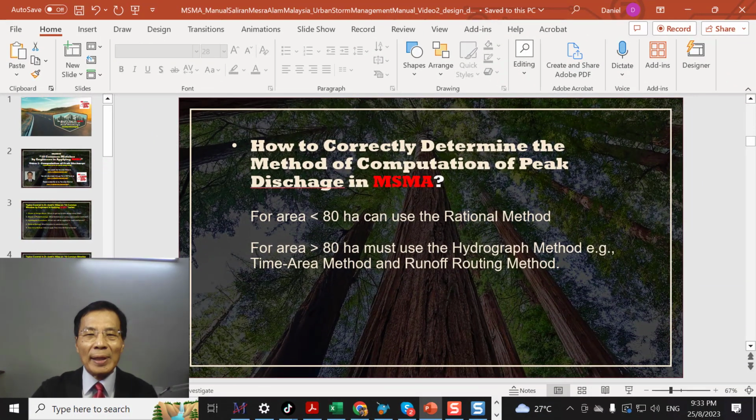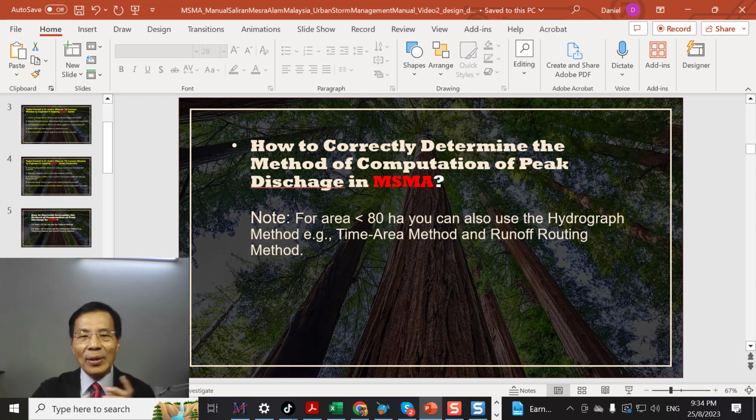Okay, let's get started with the presentation for today. How to correctly determine the method of computation of peak discharge in MSMA. MSMA says for area less than 80 hectares, you can use the rational method. For area more than 80 hectares, you must use the hydrograph method, and this includes the time area method and the runoff routing method.